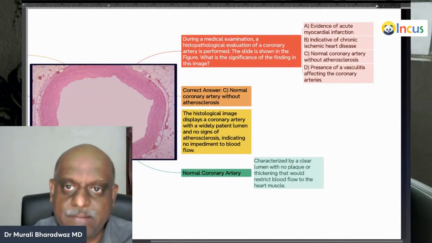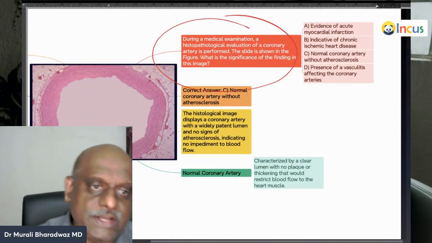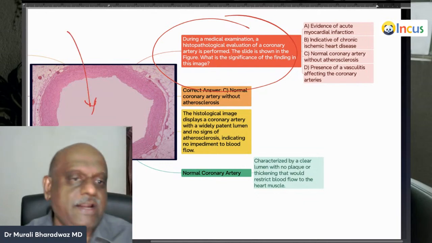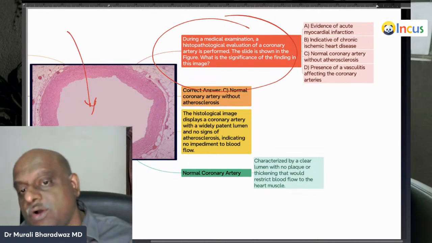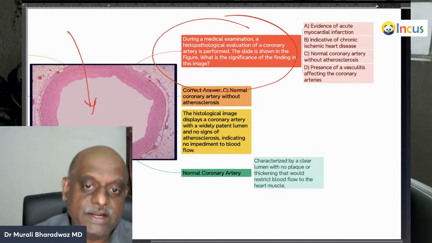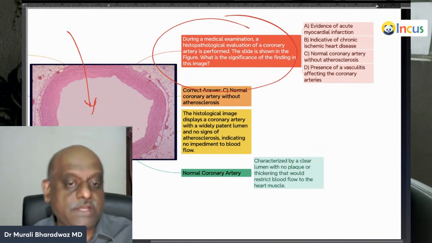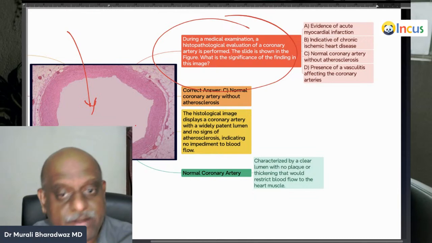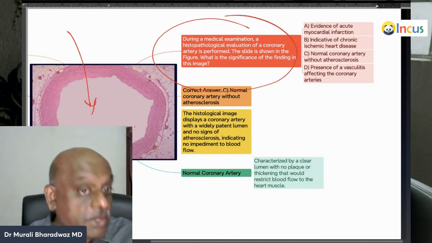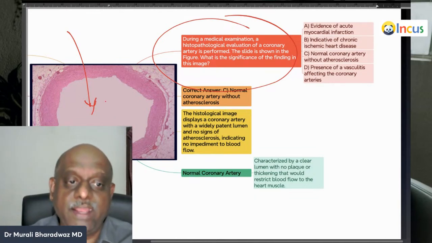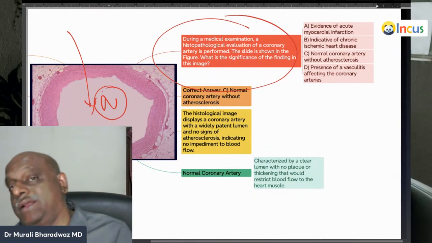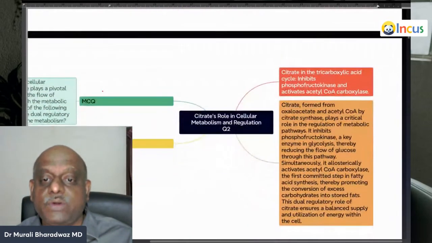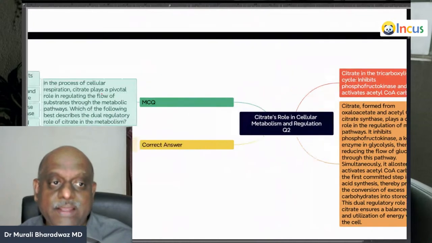Now, during a medical examination, a histopathological evaluation of a coronary artery is done. What type of pathology can you see in this? Typically, there are no signs of atherosclerosis and no impediment to blood flow. That's the reason it is a normal coronary artery without atherosclerosis, which is what you need to remember.